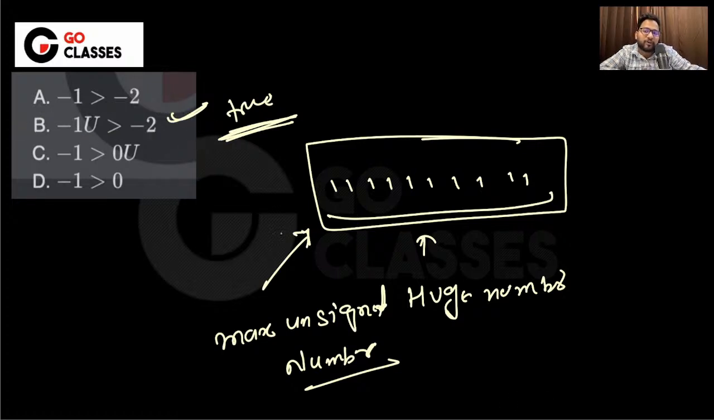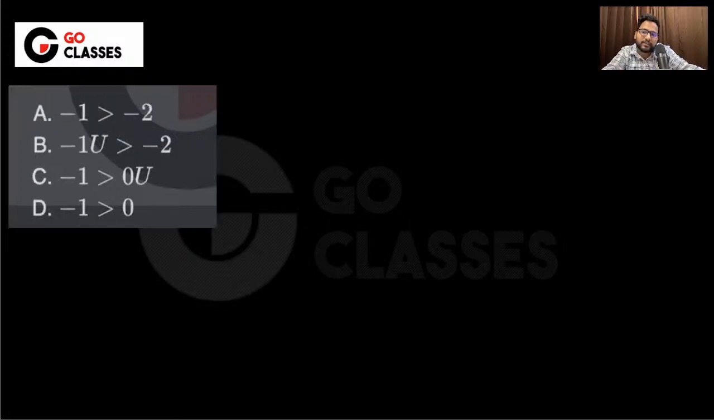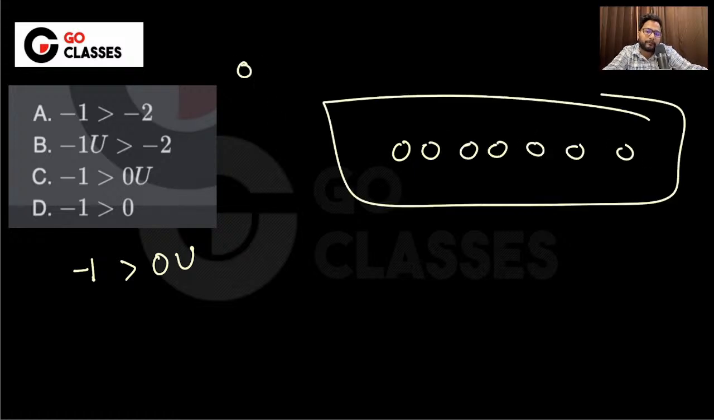I will come back to the explanation of B again, because I want to first explain C. See, C is very interesting. In C we are saying -1 is greater than 0u. It means treat this 0 as unsigned number. See, 0 representation in binary is just like this. Okay, 0 in binary is like this only. I mean, 0 in memory.